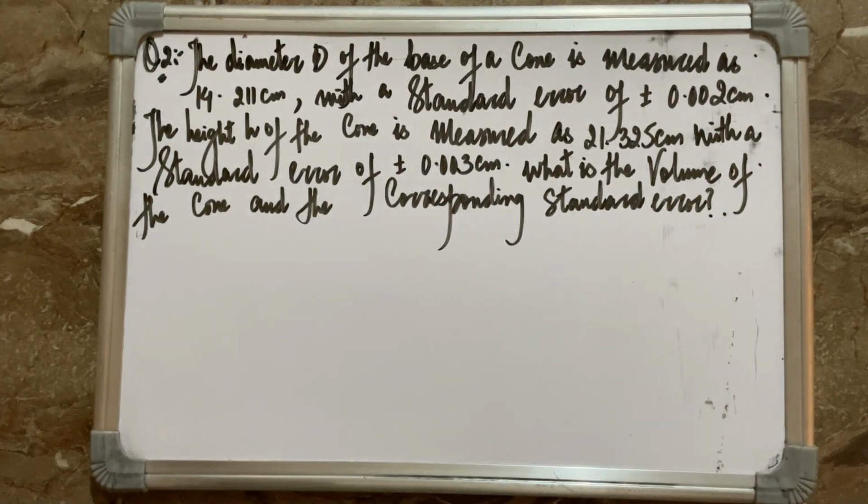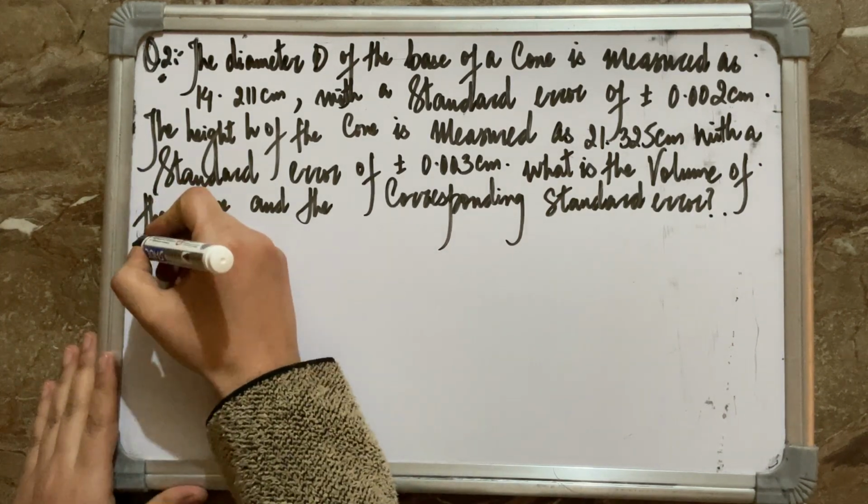All right. So the question is, the diameter D of the base of the cone is measured as 14.211 centimeters with a standard error of plus minus 0.002 centimeters. The height H of the cone is measured as 21.325 centimeters with a standard error of 0.003 centimeters. What is the volume of the cone and the corresponding standard error? All right, so let's solve it.